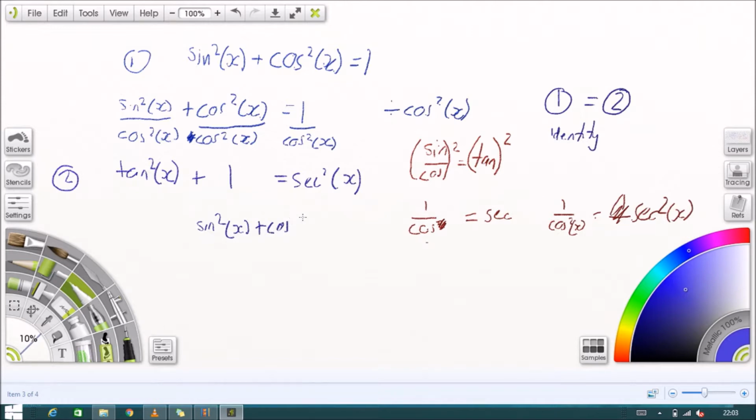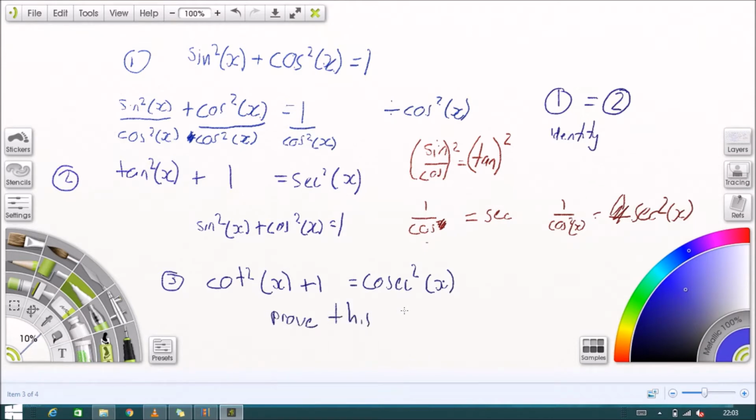Taking the original equation, sine squared plus cos squared equals 1, here's the third form. Now I'm not going to prove this one for you. The third form of this is to say cot squared plus 1 is equal to cosec squared of x. Rather than me proving it, I would like you to have a go at proving it and bring it in tomorrow, and we'll see if you get the right answer. Otherwise, I'll put it on the board.